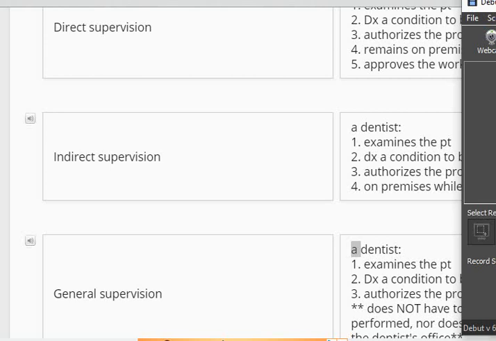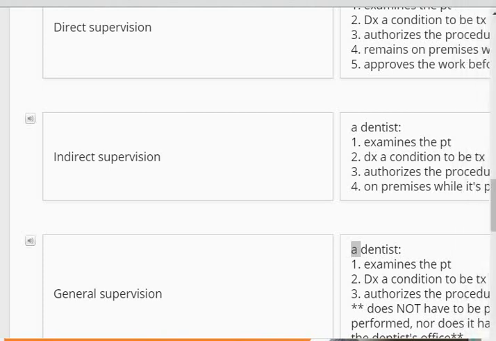Direct supervision: a dentist 1. examines the PT. 2. DX a condition to be TX. 3. Authorizes the procedure. 4. Remains on premises while performed. 5. Approves the work before dismissing PT.